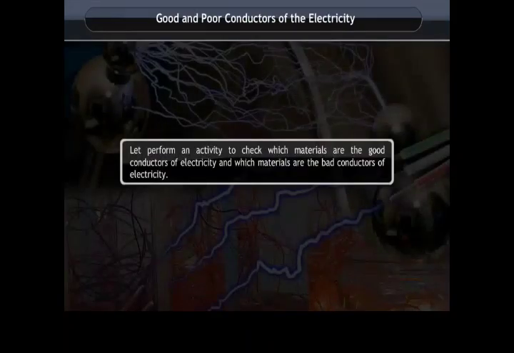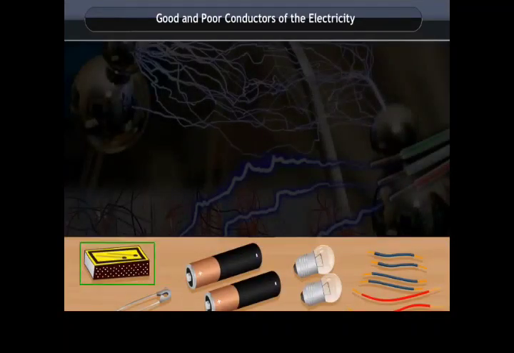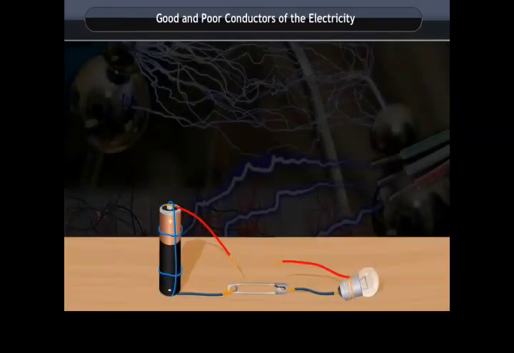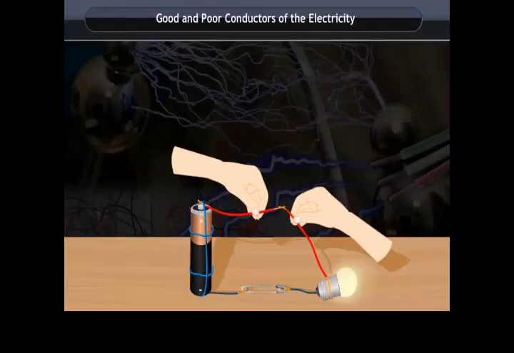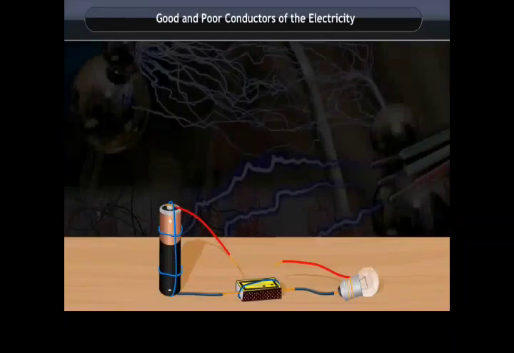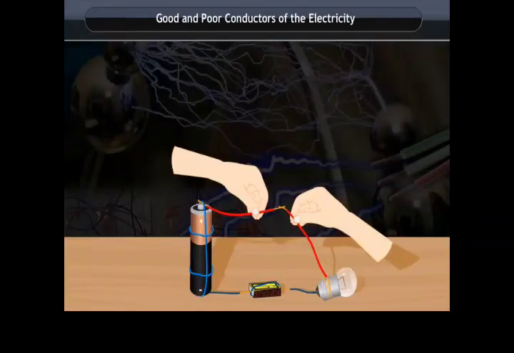Let us perform an activity to check which materials are the good conductors of electricity and which materials are the bad conductors of electricity. Take a safety pin and a matchstick. Take 2 sets of electric cell and bulb. Take 6 pieces of wire. Connect one end of the cell with the bulb and the other end with the safety pin. Use the third wire to connect safety pin with the bulb. Do the setup for matchstick also.